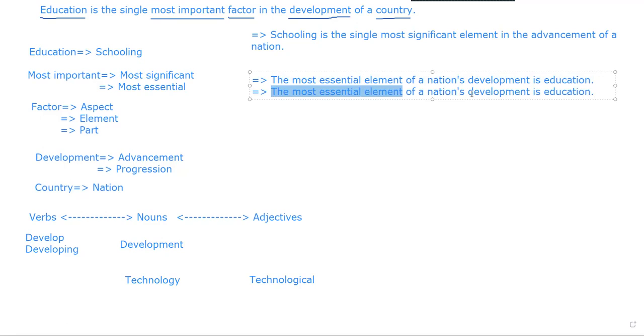Okay, for example, the most essential element, this part আমরা বাক্যের পজিশন পাল্টে দিয়েছি। Okay, now you can also change the part of speech. Development, this is a noun, right? So now you can change this one into a verb. To develop a nation is education. The most essential element to develop a nation is education.